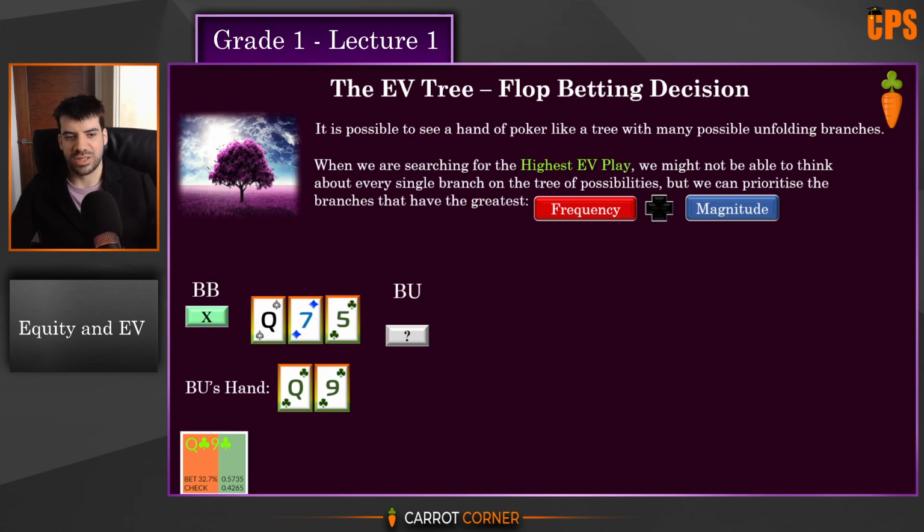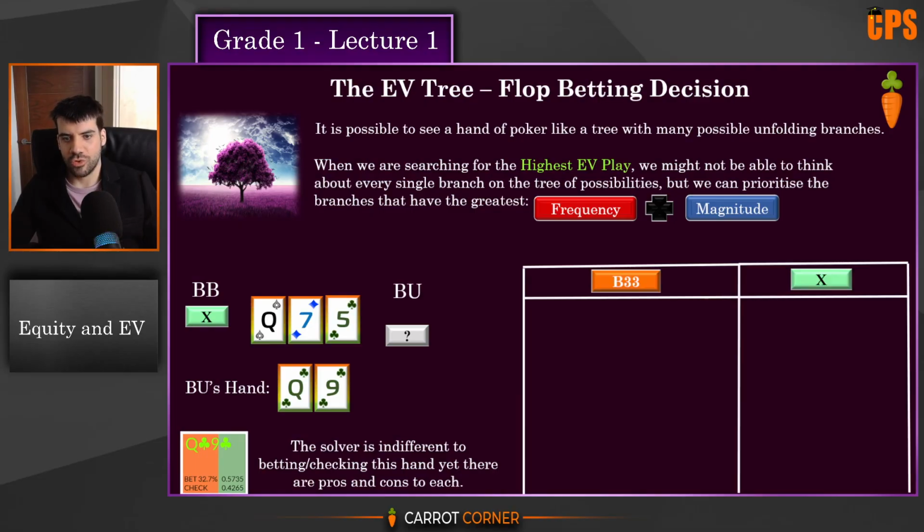The idea here is that PioSolver is teaching us to adopt a position of neutrality between betting and checking in this situation. So the solver is indifferent here, but that doesn't mean that the situation is simple. Just because these two lines have the same EV doesn't mean that there isn't a complex and intricate journey that the solver goes on to explore that phenomenon of equality between actions. There are pros and cons to both the option of betting 33% pot and the option of checking.